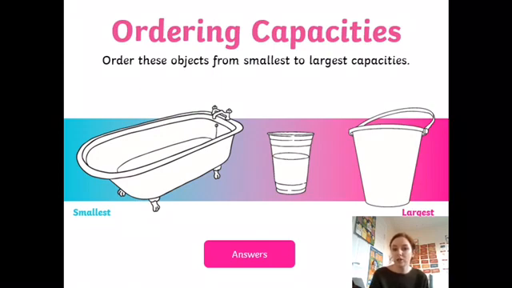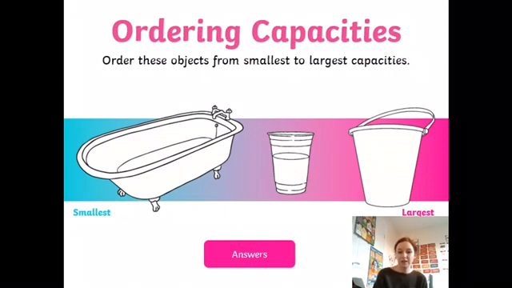Okay, so ordering capacities. Order these objects from smallest to largest capacities. So look at those three things. You've got a bathtub, you've got a glass, and you've got a bucket there. So which one holds the smallest amount? Which one holds the largest amount? Which one has the smallest capacity? Which one has the largest capacity, the biggest capacity? You might want to pause the video and have a little think about that.